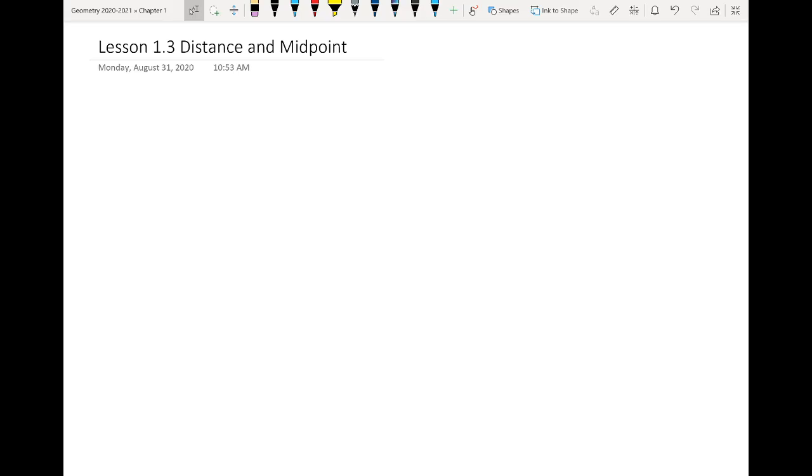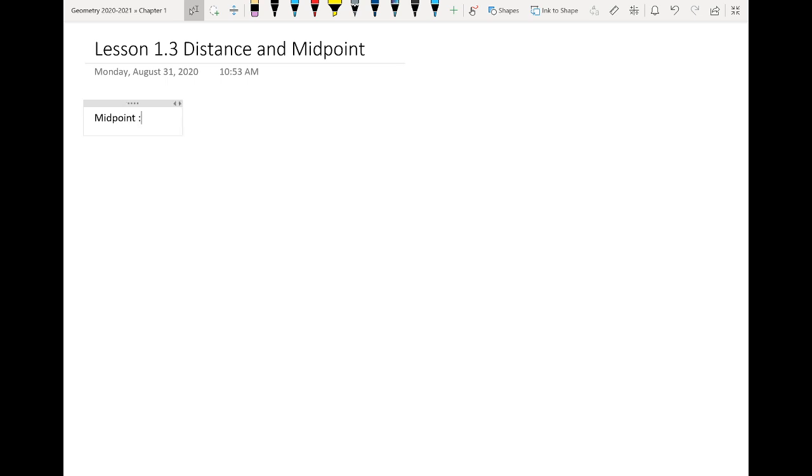Let's go ahead and get started with lesson 1.3 regarding distance and midpoint for you guys taking notes here. A couple things that we want to make sure that we define here. The first is the idea of a midpoint. And a midpoint, by definition, is literally the middle point, and it is the point that divides a segment into two congruent parts.